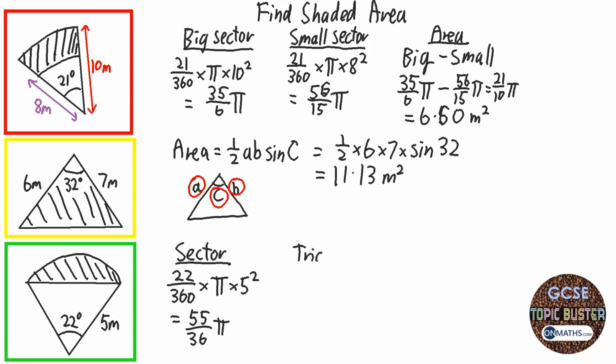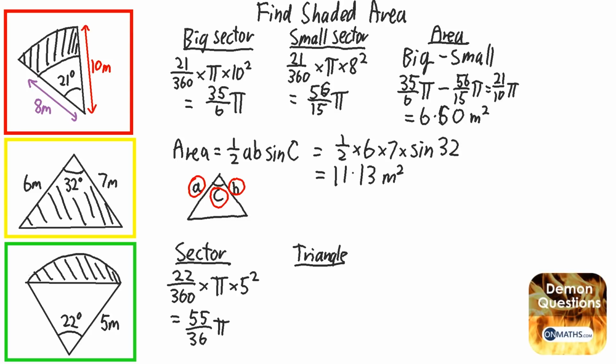Now we've got to work out the area of the triangle. Now we use what we've learnt, the formula for the area. Now you might say, well hang on, we've only got A, we don't have B. Well, in a circle the radius is always the same. So if the right hand side is 5 meters, the left hand side is going to be 5 meters. So let's have a look.